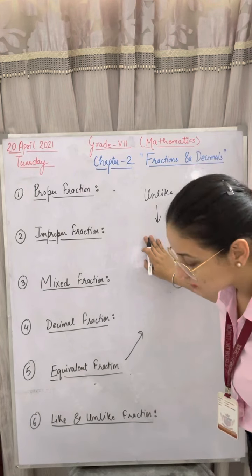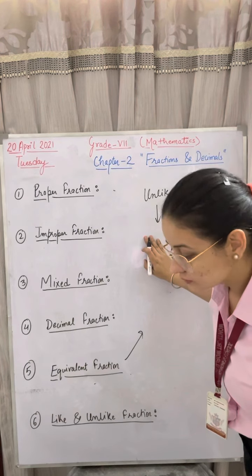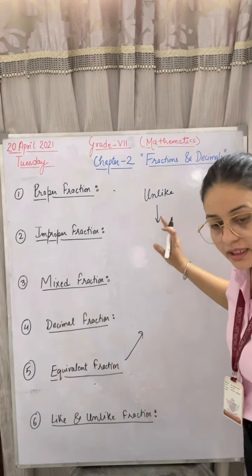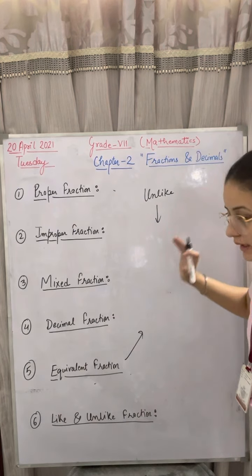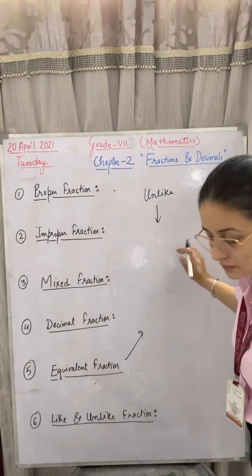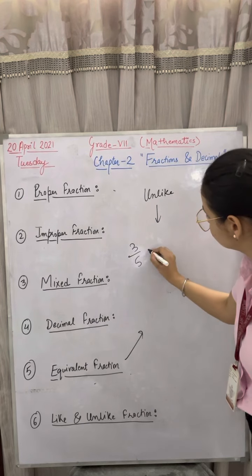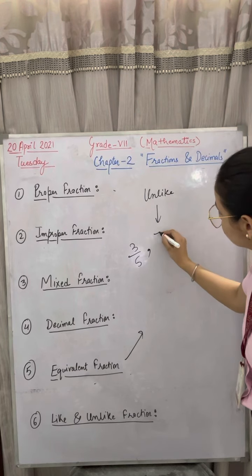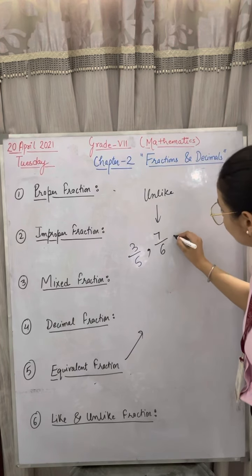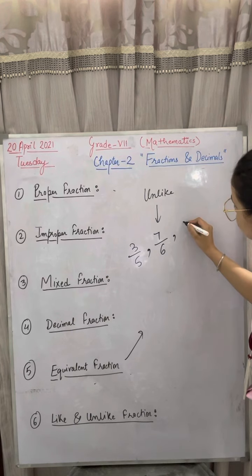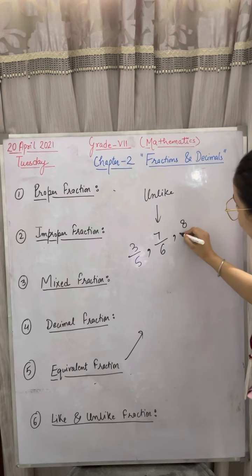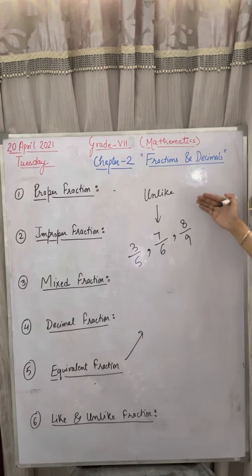Ma'am, of which the denominator is also not same and the numerator. Very good. Give me 3 fractions in this way. 3 by 5, 7 by 6, one more, 8 by 9. Very nice. All are having different numerators as well as different denominators.